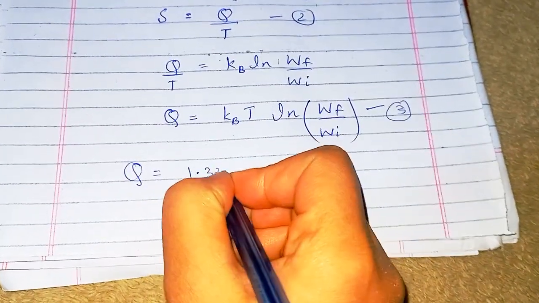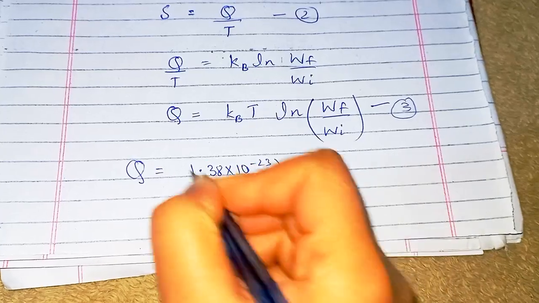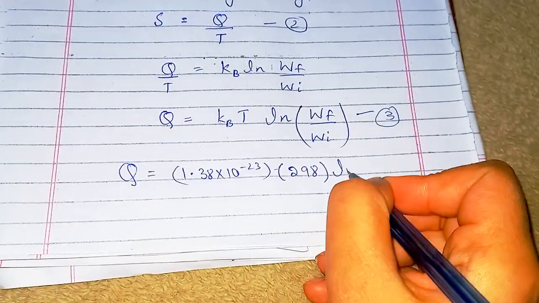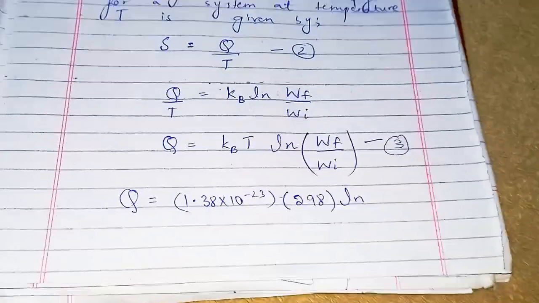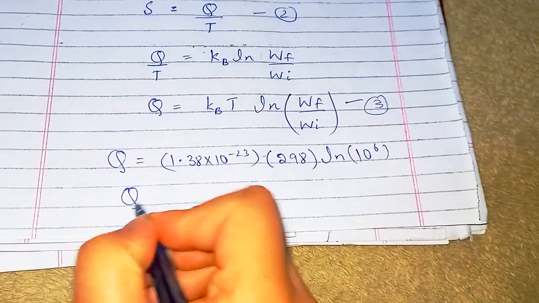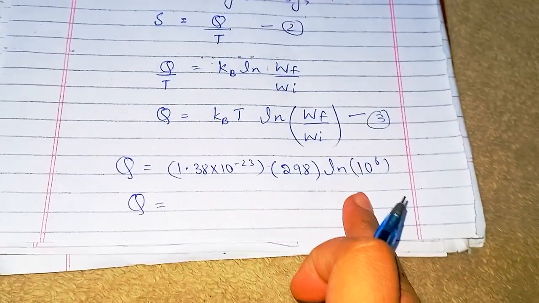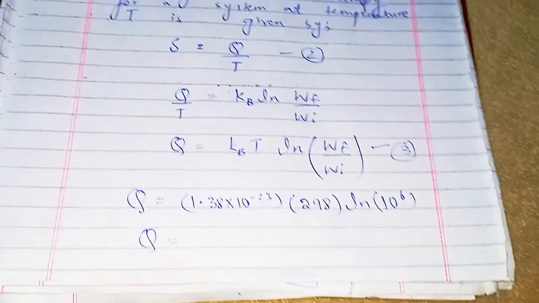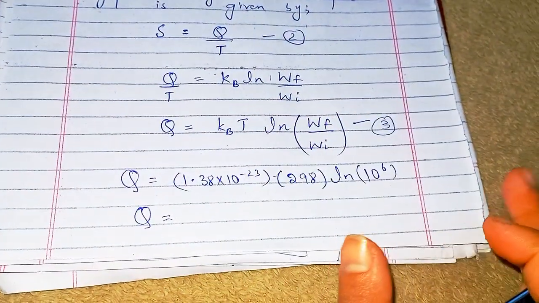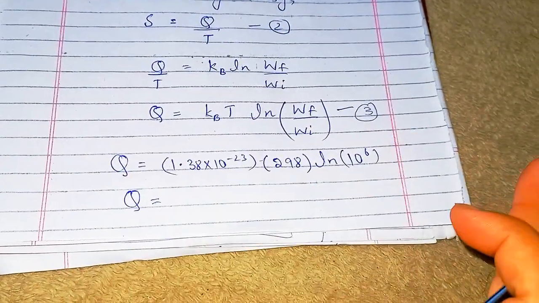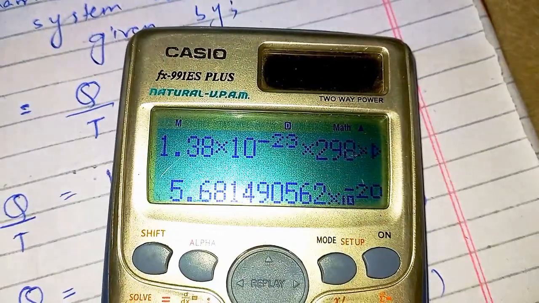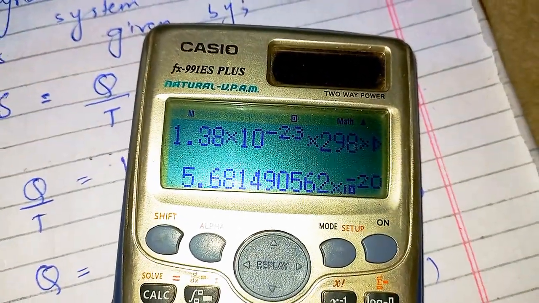Kb is 1.38 multiplied by 10 to the power minus 23. T is 298 Kelvin. They all need to be inserted in SI units. Natural log of 10 to the power 6. Alright, so this is Q added. Let's do this on the calculator and see what result we are going to get. And the result will be in joules because all of the units were in SI units. So the SI unit of heat is joule. So here is what we got. It's 5.68 multiplied by 10 to the power minus 20 joule.